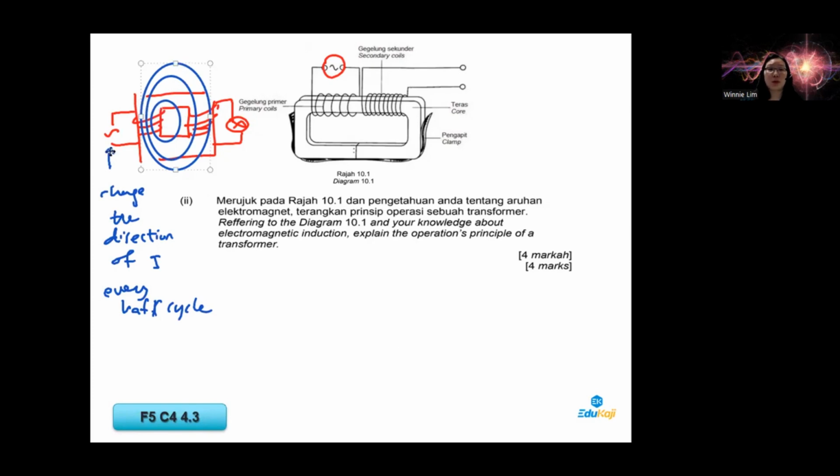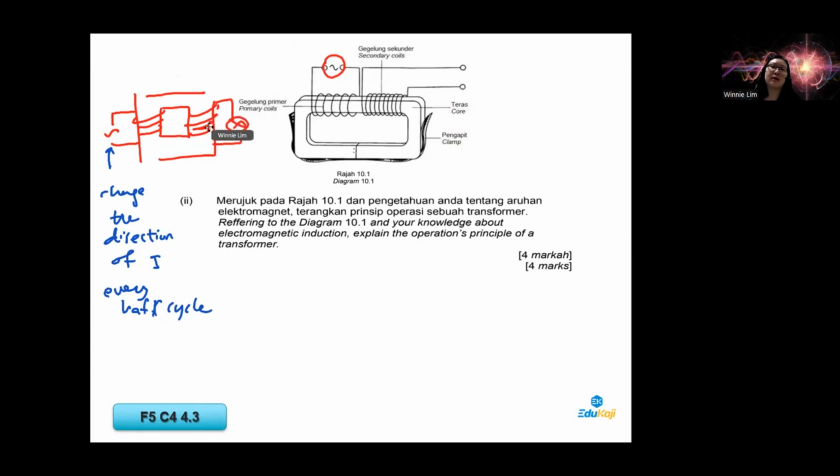Okay, when they change direction, they will collapse. Collapse. Then appear, and change direction also like the field, and then collapse again. So we say that the field produced always changes in direction and magnitude because you're getting stronger then weaker. So due to this change in the direction of the magnetic field and also the magnitude, they also cause a cutting of magnetic flux in the secondary coil.